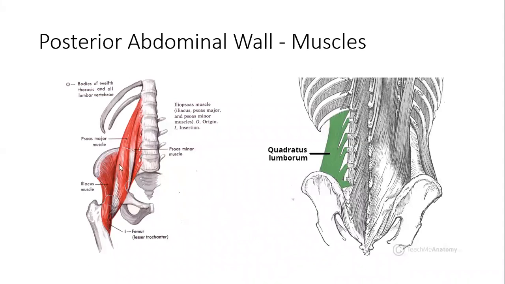Attachments of psoas minor? Psoas minor arises from the vertebral bodies of the 12th thoracic vertebra and first lumbar vertebra, and attaches up till the superior ramus of the pubic bone.